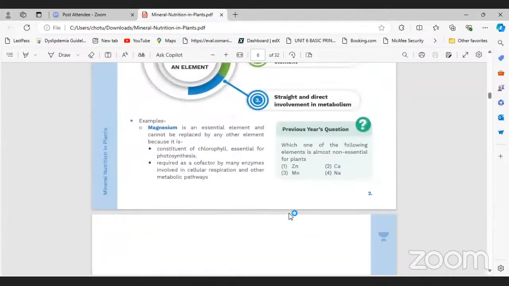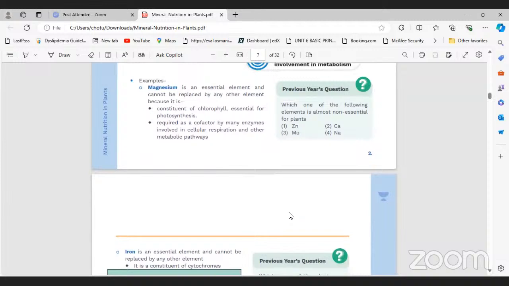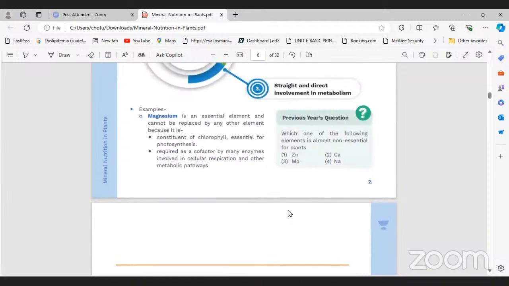Magnesium is an essential element and cannot be replaced by any other element because it is a constituent of chlorophyll, essential for photosynthesis, and required as a cofactor by many enzymes involved in cellular respiration and other metabolic pathways. Magnesium is the best example.